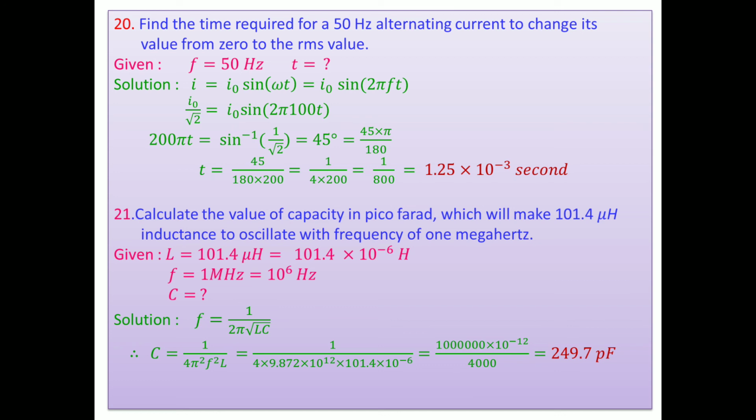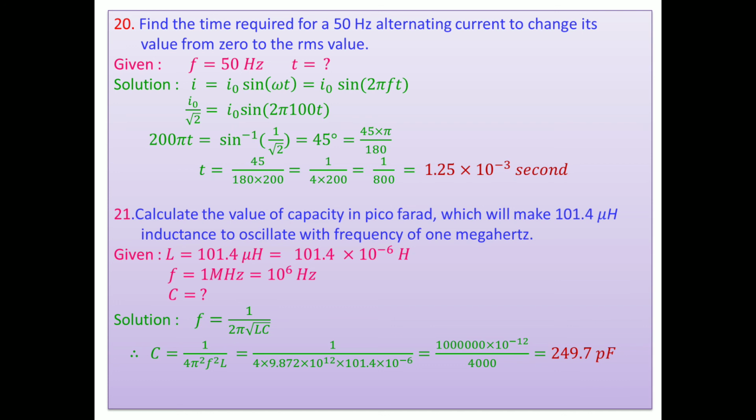Frequency is 1 megahertz, and inductance is 10 raised to minus 6 henry. Capacitance is to be calculated. We know that resonant frequency f equals 1 upon 2 pi square root of LC. Squaring both sides and rearranging the terms, C is taken to this side: C equals 1 upon 4 pi square f square L.